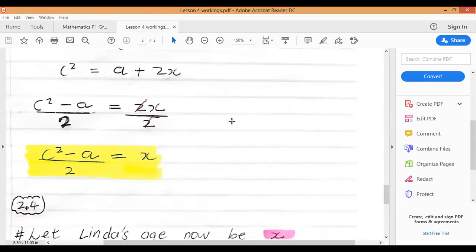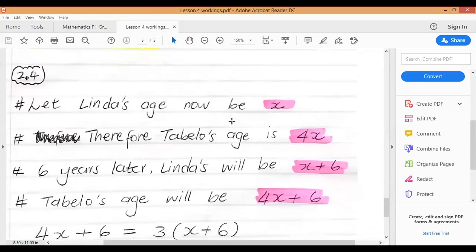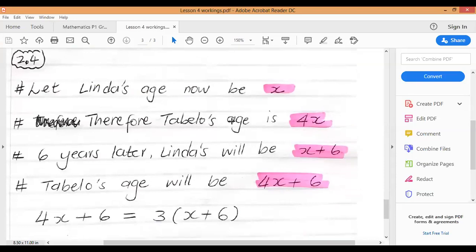I said, let Linda's age now be X. You can use X, you can use any variable. You can use A, you can use Z, you can use Q. It's up to you, guys. I used X basically. You can use A, B, C, letter D, letter E, letter F. It's up to you.